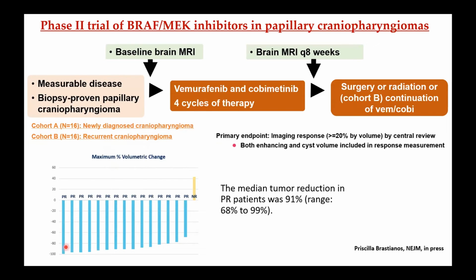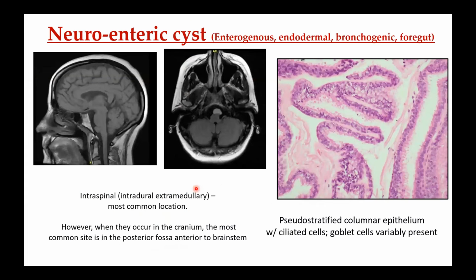Every patient that received more than 1 cycle had a very dramatic response. This is the tumor volume after 4 cycles of therapy. The median reduction was 91%. This one patient that had no response stopped therapy before completing the first cycle because of a negative reaction and adverse event to the medication. So pretty dramatic responses. A good example of targeted therapy in brain tumors.